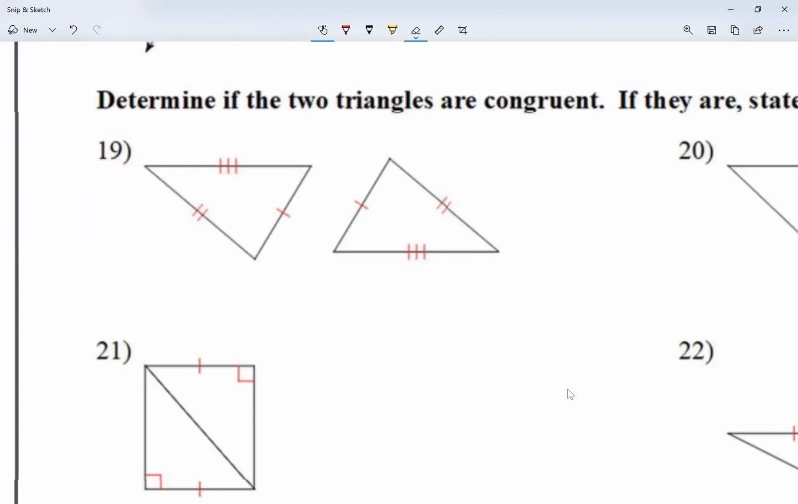So side, side, side, in capital letters, because it represents the word side, not lowercase s's. Just by writing side, side, side, I pretty much said that the triangles are congruent, and I know they're congruent because of side, side, side. When it says determine if the two triangles are congruent, I just said they are because I wrote the rule. How do I know? Remember the instructions: if they are, state how you know. So just write side, side, side, and you're okay.